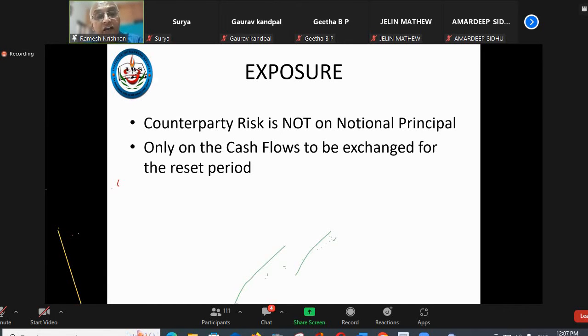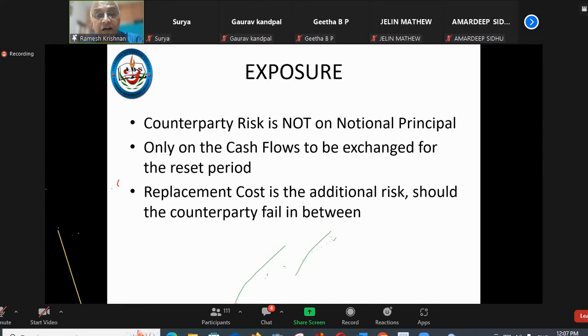So only on the cash flows to the exchange for the reset period is the counterparty risk. And replacement cost is the additional risk should the counterparty fail. Suppose this is for a 10-year IRS, and after 3 years, Standard Chartered Bank goes into liquidation. So you have to find out another counterparty with whom you can continue it for 7 years. So that is why the replacement cost is coming as an additional risk.